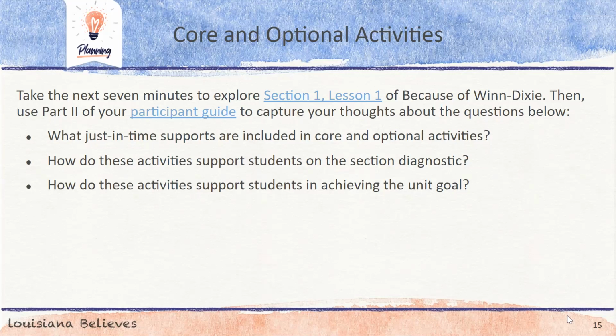The just-in-time supports are things like guiding questions or reference guides that may be linked, or building of background knowledge or skills. Those are the types of things you're looking for as you look through these core and optional activities: what is included throughout these activities that would support and accelerate student learning as it relates to that unit goal, which we talked about was analyzing relationships and interactions. So where in section 1, lesson 1, are you seeing ways that these activities are going to support students in that understanding?